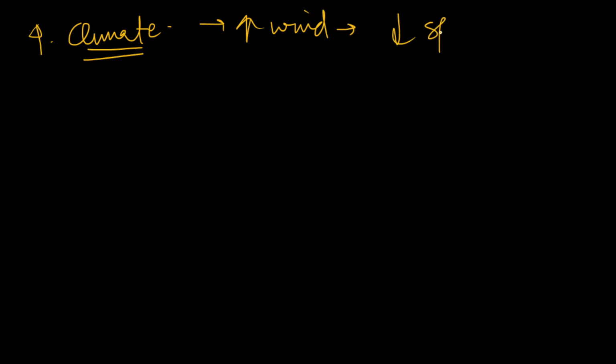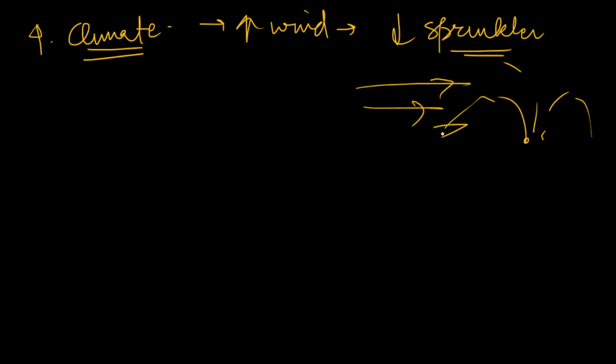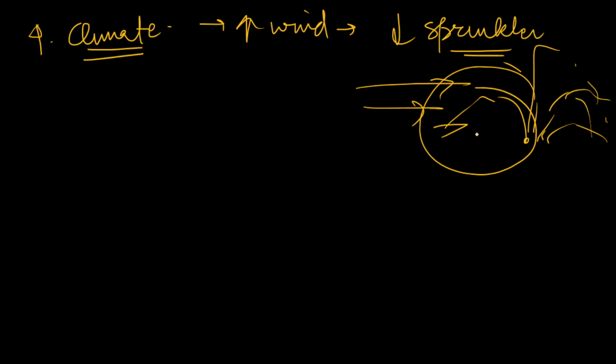Secondly, climatic conditions. Obviously, climate. Suppose there are high strong winds, it will reduce the effectiveness of sprinkler irrigation, because due to high wind, the losses of the sprinkler will be high. Suppose this is a sprinkler, it is going like this, and a very high wind starts coming from this side. So all the sprinkler spray will be moving like this, and this part of the crop will remain unaffected by the water. So this is what we should keep in mind.